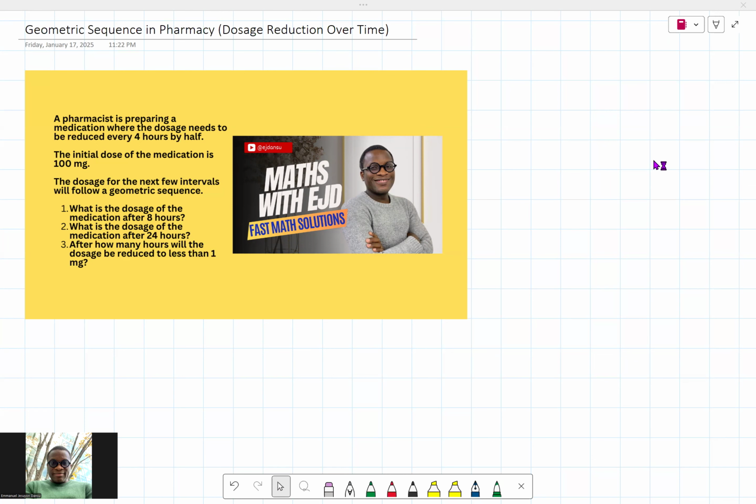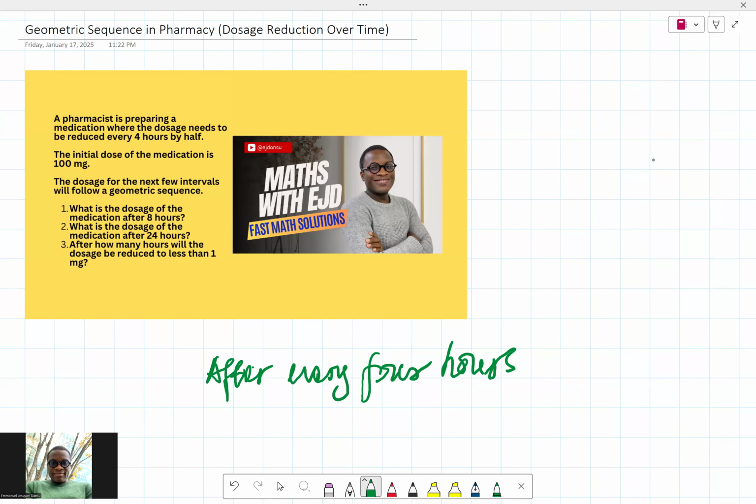So we see that after every 4 hours, the common ratio is half. So the dosage will be reduced by half. So 4 is important because that is going to give us some idea.